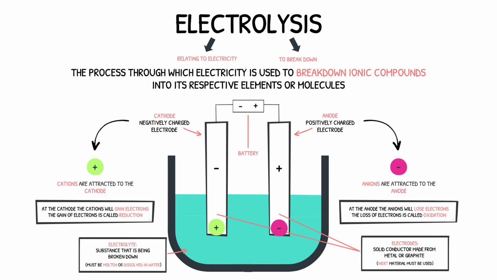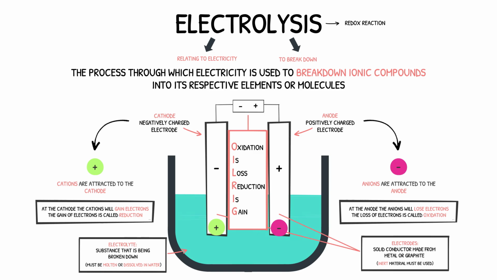As the process of electrolysis involves both reduction and oxidation reactions, electrolysis is also a type of redox reaction. Here's an acronym you can use to help remember the difference between oxidation and reduction during electrolysis. OIL RIG, where oxidation is the loss of electrons and reduction is the gain of electrons.